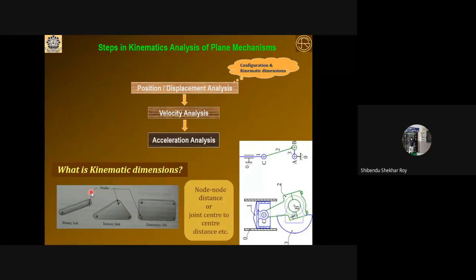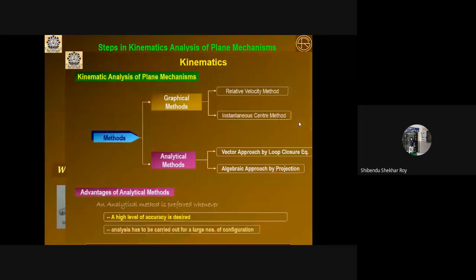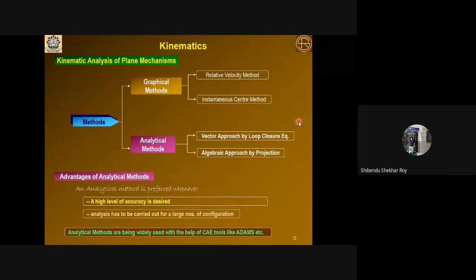But in order to do kinetic analysis, mass property and inertia property will come into the picture. At that time the actual geometry and the mass of the component will be more important, and that is why only the kinematic dimension is not sufficient. But for kinematic analysis, mass property and inertia property are not required, and that is why node to node distance is sufficient to carry out the kinematic analysis, and that is why we draw the kinematic diagram first.